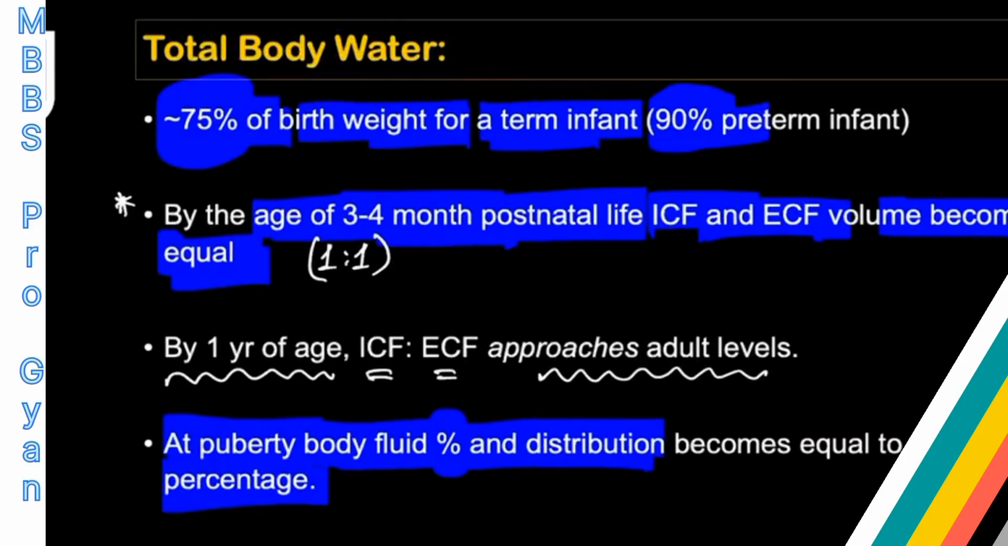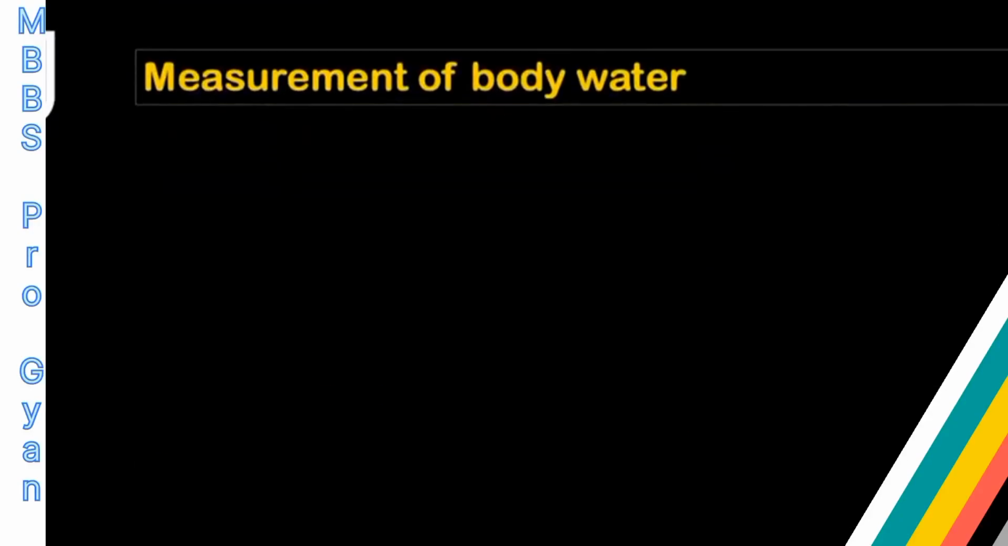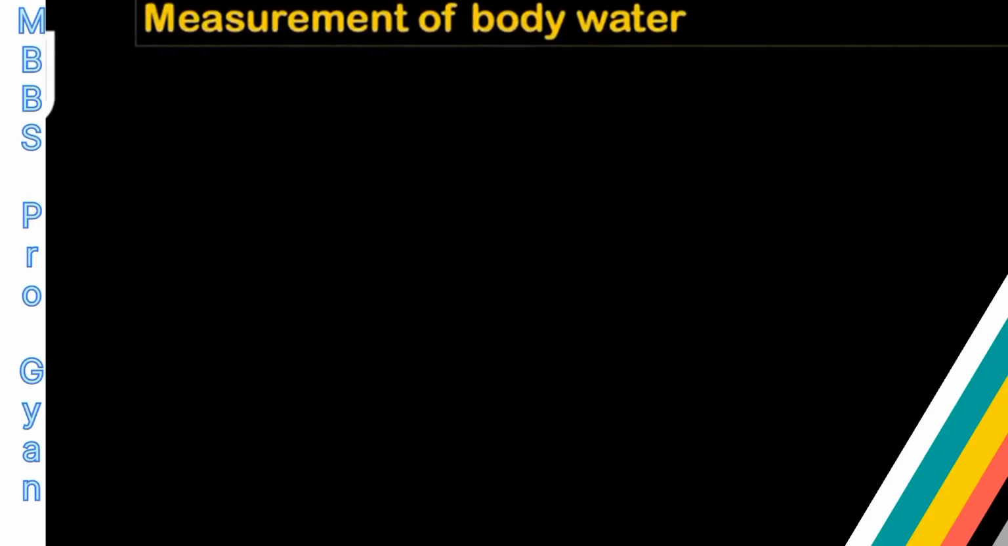From puberty, the boys and girls body water content is also different. The male female body water content is also different. Plus at puberty, the adult level of body water is reached, right? So if I ask you, total body water is 60% of the body weight, this is reached at which age group? That is at puberty. Okay? Right. Now we are going to the next topic, that is the measurement of body water.